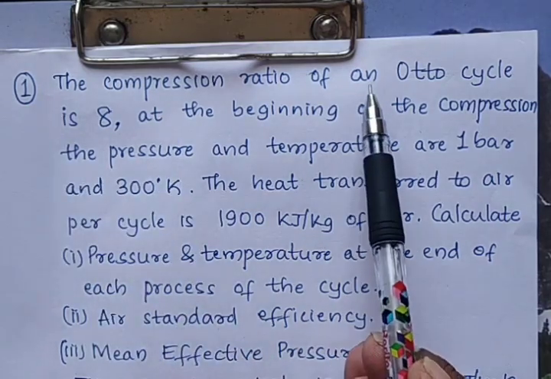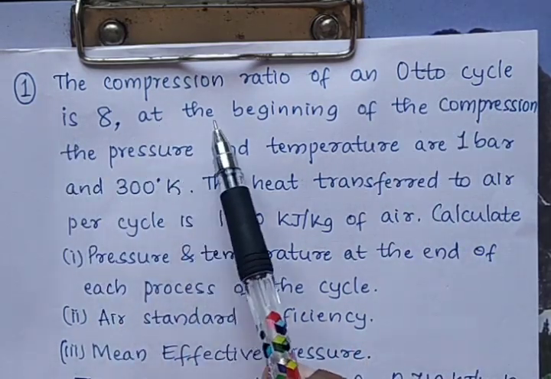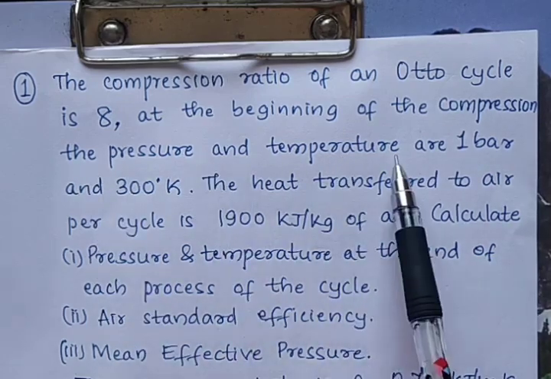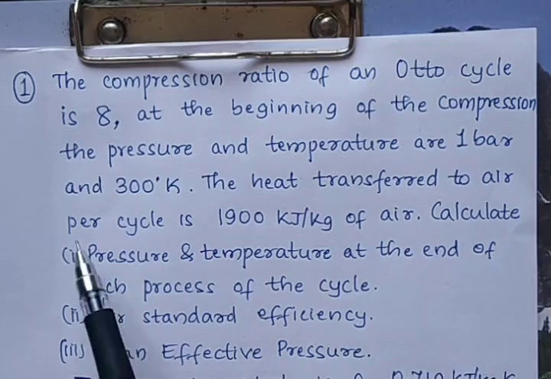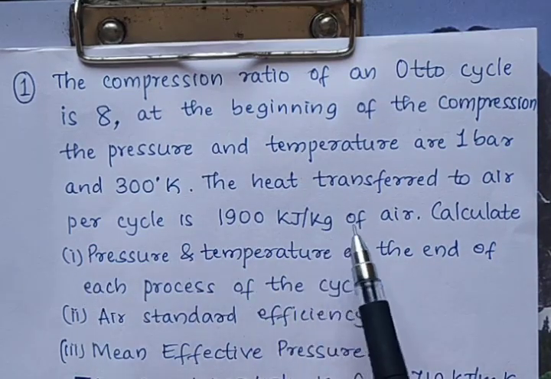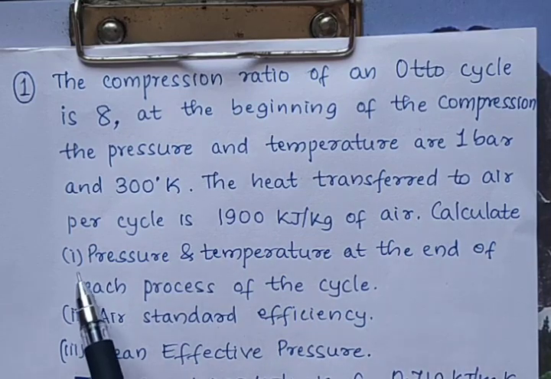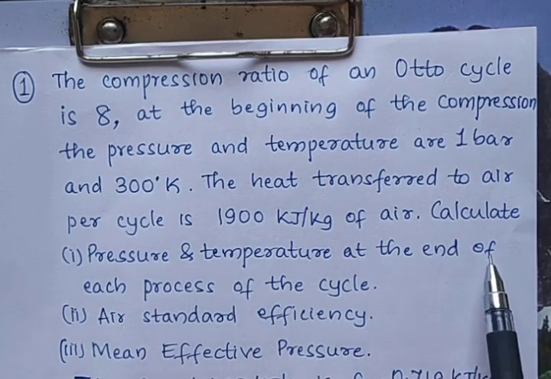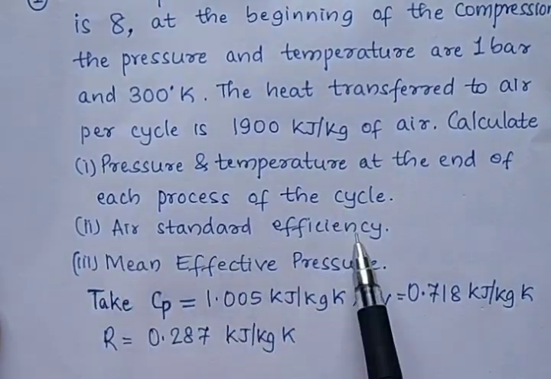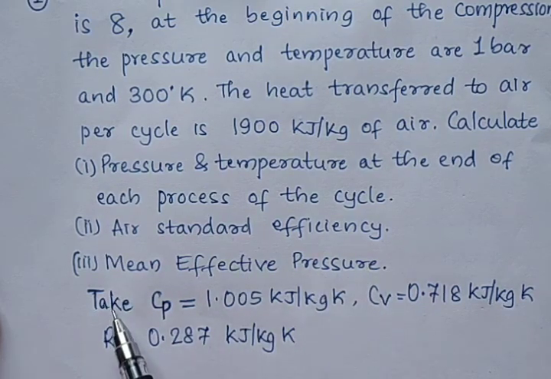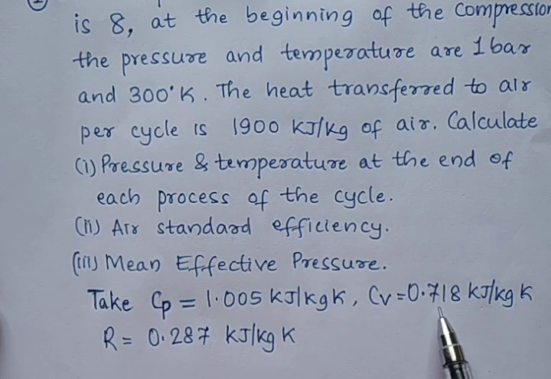The compression ratio of an Otto cycle is 8. At the beginning of the compression, the pressure and temperature are 1 bar and 300 Kelvin. The heat transferred to air per cycle is 1900 kilojoules per kg of air. Calculate 1. Pressure and temperature at the end of each process of the cycle. 2. Air standard efficiency. 3. Mean effective pressure. Take Cp equal to 1.005 kilojoules per kg Kelvin, Cv equal to 0.78 kilojoules per kg Kelvin and R equal to 0.28 kilojoules per kg Kelvin.